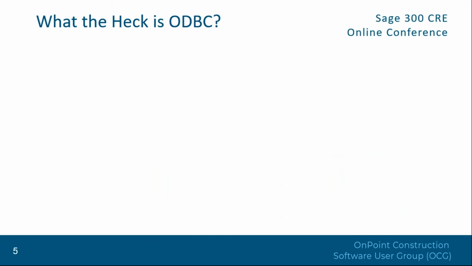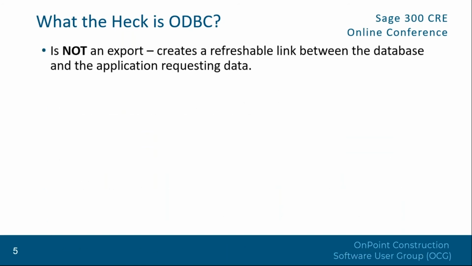One confusion that we get with ODBC is people think that it's an import and an export. And it is not an import-export. The big key difference, and what makes ODBC so powerful, is it creates a refreshable link between the database and the application that is requesting the data. Because of that, once we set that pipeline up, all we have to do is refresh it, and it will refresh the data in the requesting program. That's one of the reasons it's so powerful.